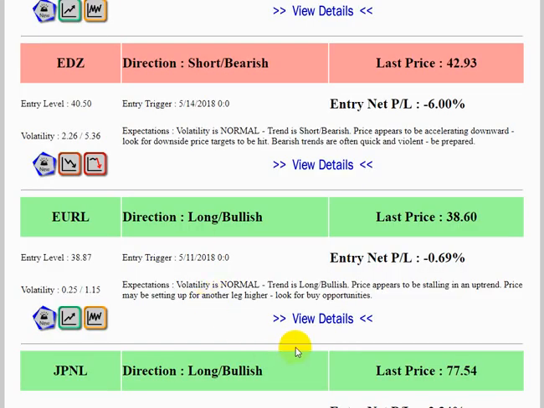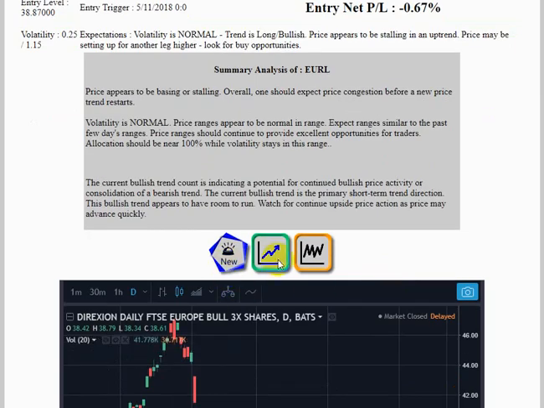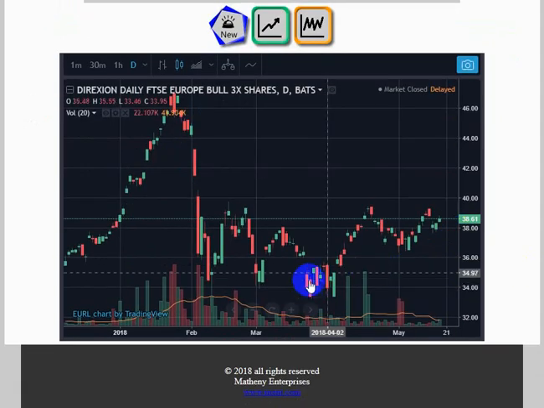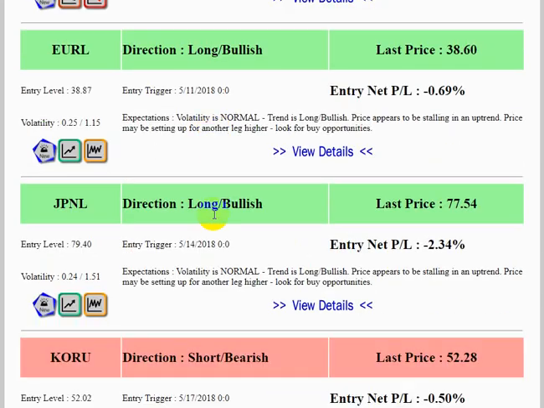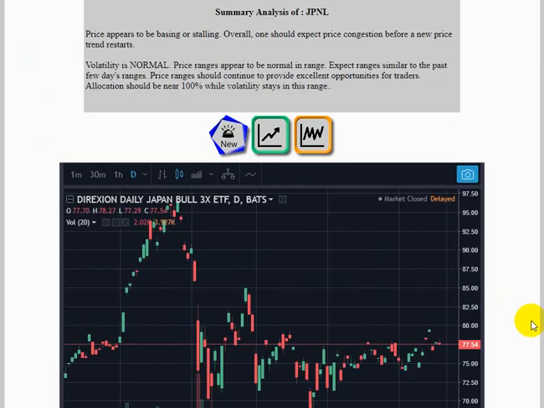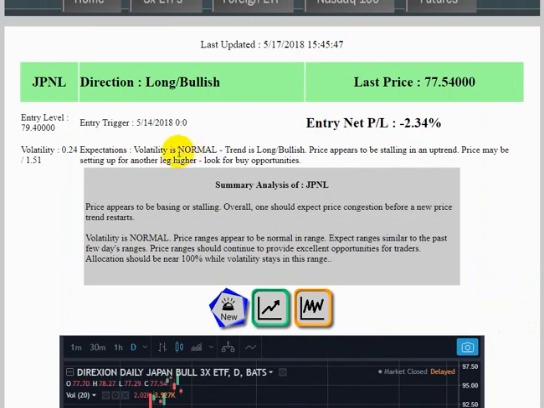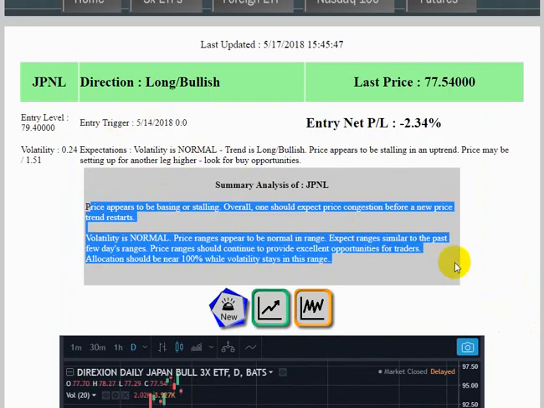Let's come back to the other EURL. It's telling us again, it's a new trigger, it's bullish, and it's range based, telling us pretty clearly what's going on. JPNL is telling us that it's a new trigger, it's bullish, and it's range based again. Again, the trigger occurred on 5/14, and the trigger details are telling us right here what we should be doing.